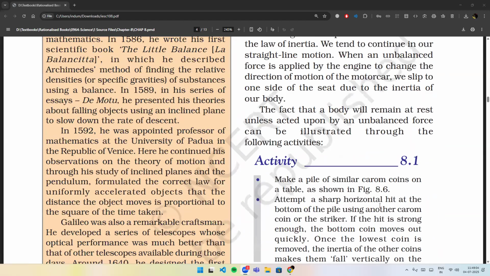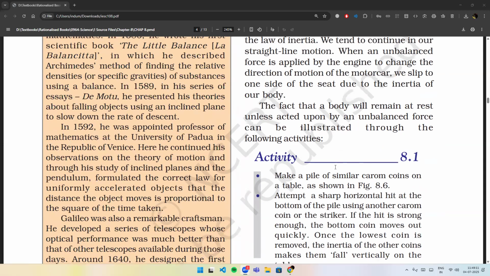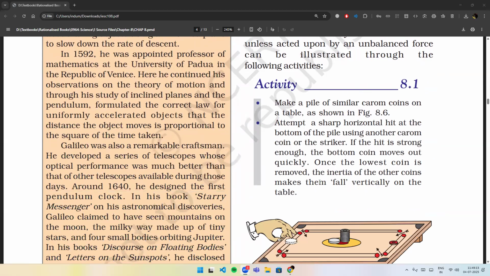The fact that a body will remain at rest unless acted upon by an unbalanced force can be illustrated through the following activities. Activity 8.1. Make a pile of similar carom coins on a table as shown in figure 8.6. Attempt a sharp horizontal hit at the bottom of the pile using another carom coin or the striker. If the hit is strong enough, the bottom coin moves out quickly. Once the lowest coin is removed, the inertia of the other coins makes them fall vertically on the table.